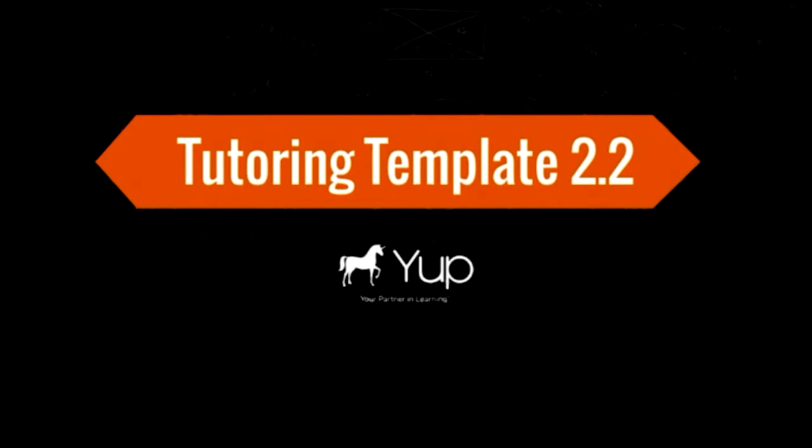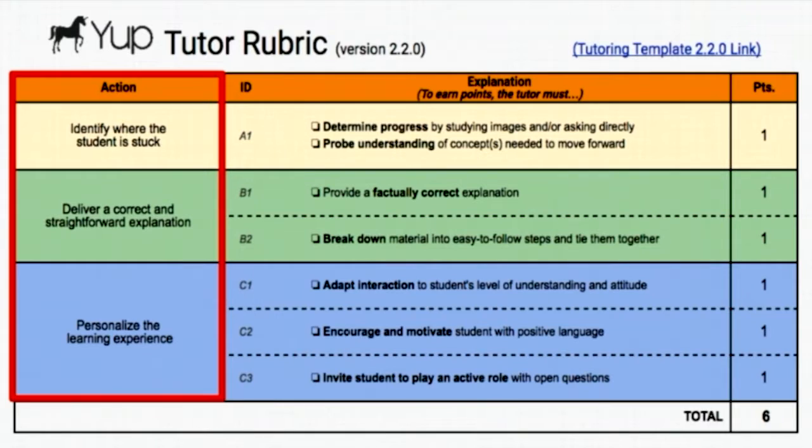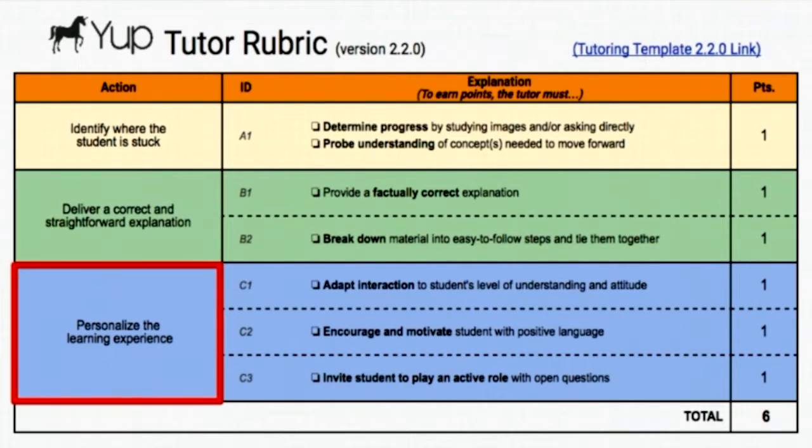Let's first go over YTR's tutor rubric. The tutor rubric covers 6 specific tasks that every tutor must do in each session. These tasks have been categorized into 3 general actions. The first action deals with pinpointing the student's misunderstanding, the second with delivering a high-quality explanation, and the third with customizing your instruction to fit the student's needs.